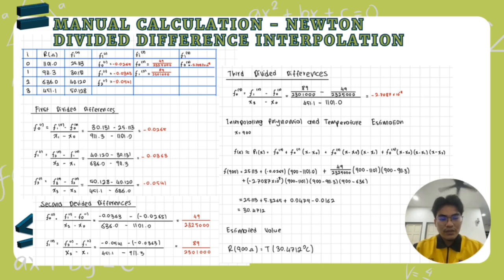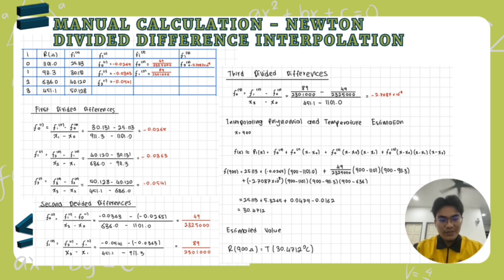Okay, now let's look at method number 2 for manual calculation. We are using Newton divided difference interpolation. Our goal is to estimate the temperature of the system based on its resistance. We have 4 known data points relating resistance R in ohms to temperature f(x) in degrees Celsius, and we want to find the temperature when the resistance is exactly 900 ohm. Because we have 4 points, we can construct the third order interpolating polynomial.